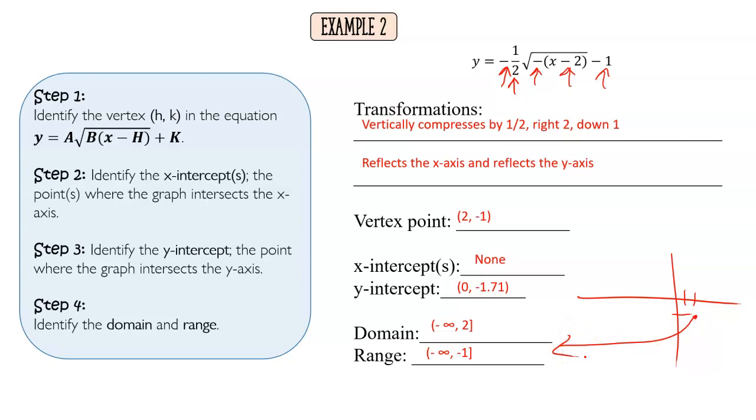So again, domain went forever to the left, all the way here to positive 2. The range went down forever, all the way up to negative 1. Are we good on example 1 and 2? Go ahead and turn to example 3. All right, here we go. Example 3.